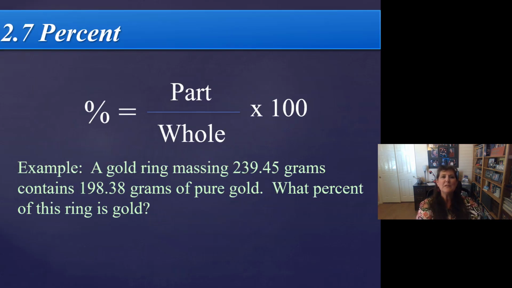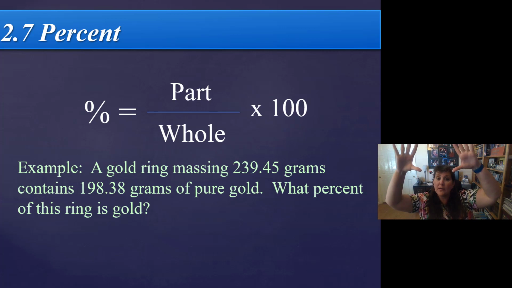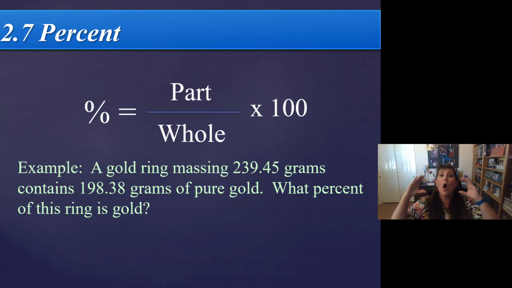Last thing in chapter 2 is percents. We're going to encounter percents in various chapters. This is to tell you that percents are always part of something over that whole thing times 100. Part over whole times 100. All percents are always this.